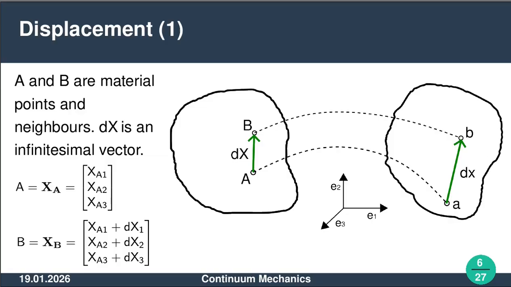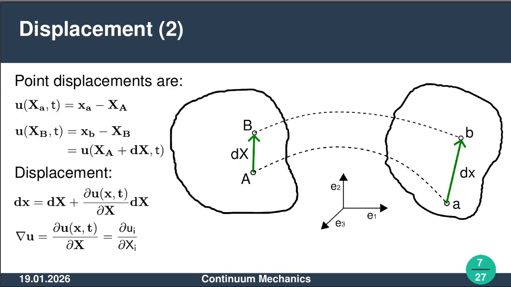So to show how displacement and later deformation works, we define two neighbor body material points, A and B, with the coordinates on the slides. The coordinates of both are of course in material reference frame. Between A and B is the infinitesimal vector d material X. This vector is displaced in the spatial configuration into lower dx.